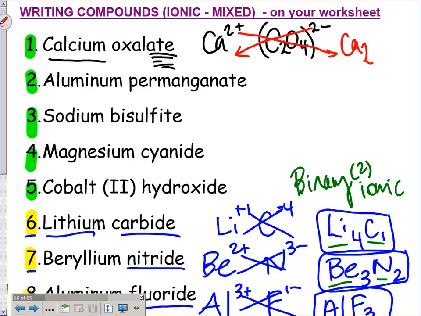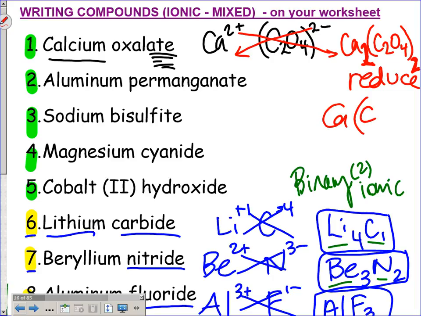Ca parentheses C2O4 parentheses 2. Huh, okay, there's a 2 and there's a 2. I see 2 charges that were 2s. What can I do to make that look better? I'm reducing it. So I can reduce this to Ca parentheses C2O4 parentheses. And that's assumed to be a 1 and a 1.